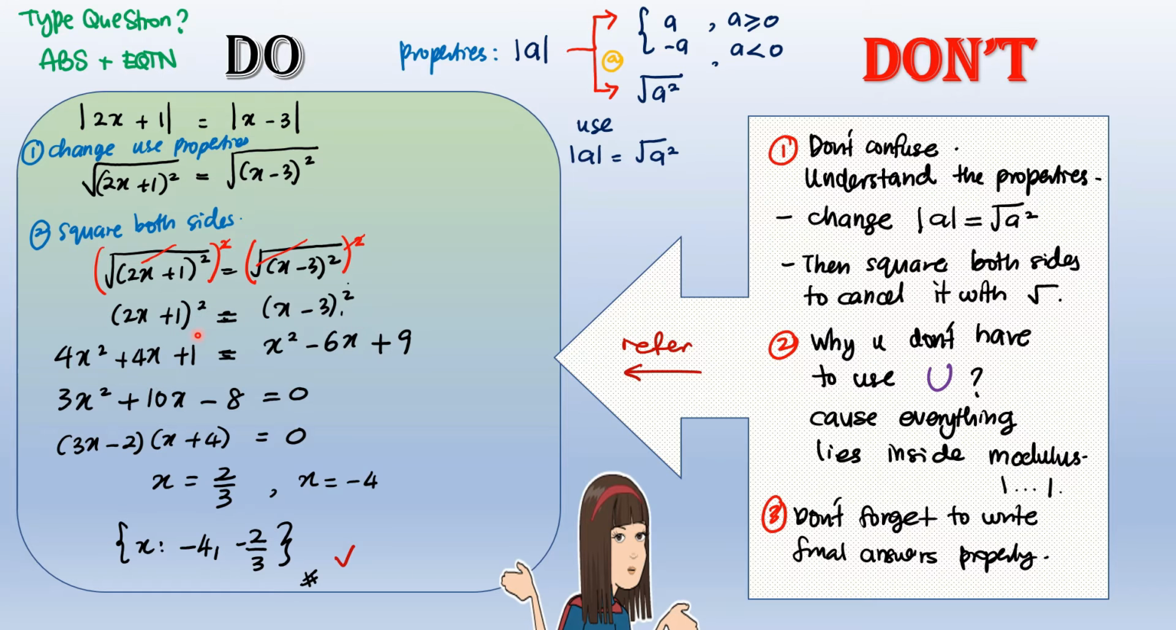Okay, so here is easy, right? Just expand, factor, and write down your answer. Okay, for an absolute equation, we just accept all the answers by writing like this, in the form of a solution set without the symbol of inequalities in between. Just use the comma. Alright, don't be confused. We just change the pattern and square both sides, and you don't have to use the symbol "or" here. Alright, because everything lies inside the modulus. Alright, and then don't forget to write the final answers properly.